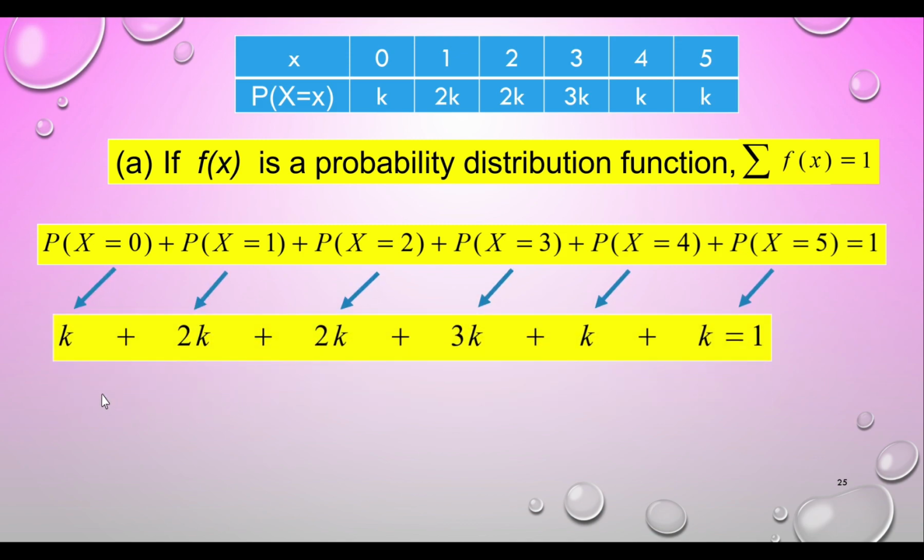Then we have k plus 2k plus 2k plus 3k plus k plus k equals 1, and we get 10k equals 1. When we simplify, we get the value of k is 1 over 10.